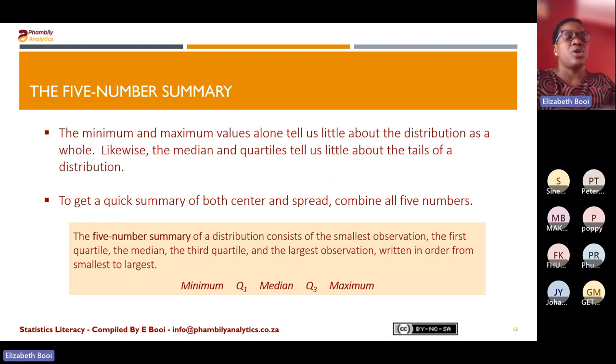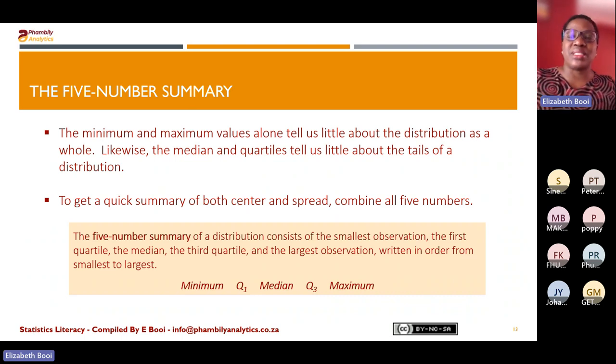So it's your minimum, quartile one, quartile two, which is the same as the median. You also always need to remember this. The reason why I'm repeating it so often is that you should not forget that quartile two is the same as the median. Sometimes they will ask you to calculate the median, sometimes they will ask you to calculate quartile two, and sometimes they will ask you whether quartile two and the median are the same thing. But you need to remember that quartile two, which is the median, then quartile three, and then the maximum value. Those are the five number summary.